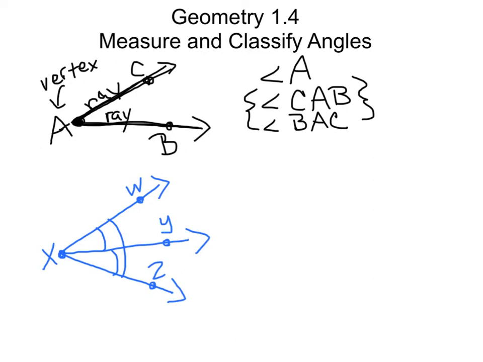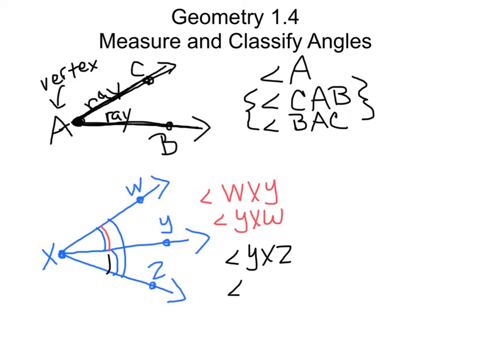So if we are talking about the smaller angle at the top right here, there are two ways to name that. We could name it WXY, or we could name it angle YXW. Either way is fine. If we want to look at this smaller angle at the bottom, we could call that angle YXZ, or we can call that angle ZXY. Again, the vertex angle has to be in the middle.